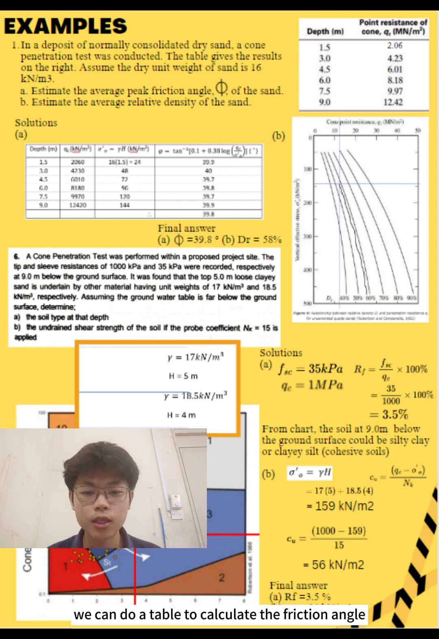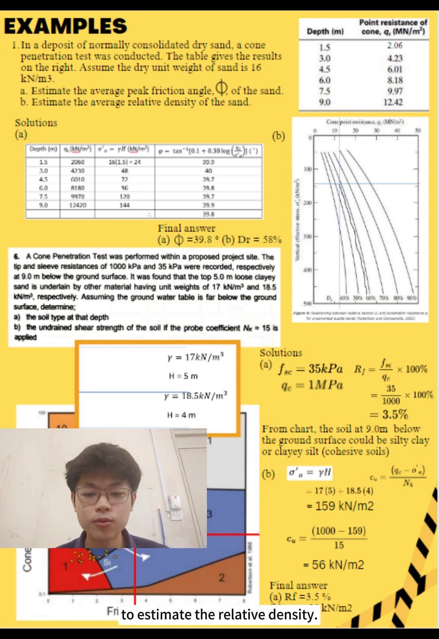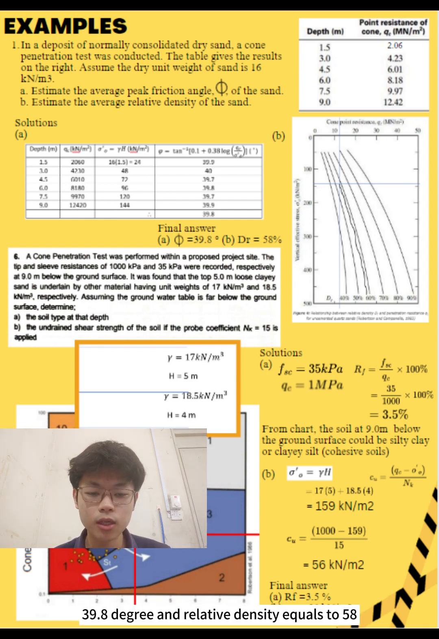For part A, we can make a table to calculate the friction angle at each depth and get the average value. For part B, from the tip resistance, qc, and effective stress, we can draw two lines in the chart to estimate the relative density. So the final answer is friction angle 39.8 degrees and relative density equals 58%.